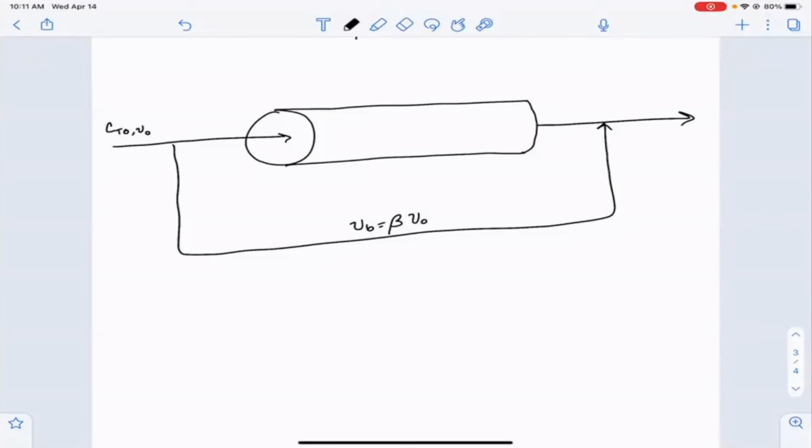Now, we have a real volume, and in a real reactor, you don't bypass external to it. So if you have bypass in a PFR, you almost naturally have to say that you have dead volume.